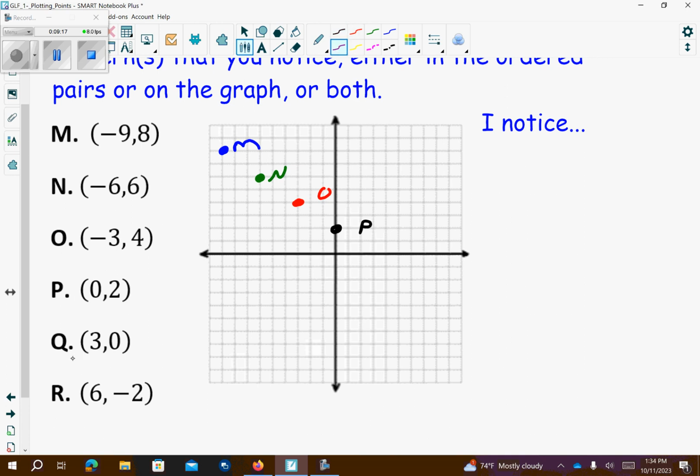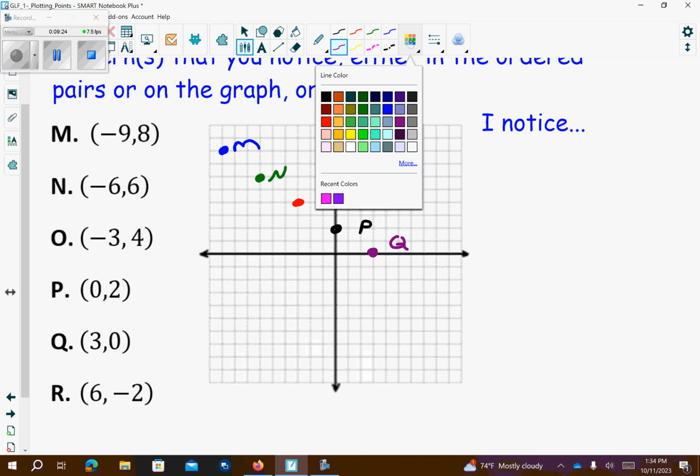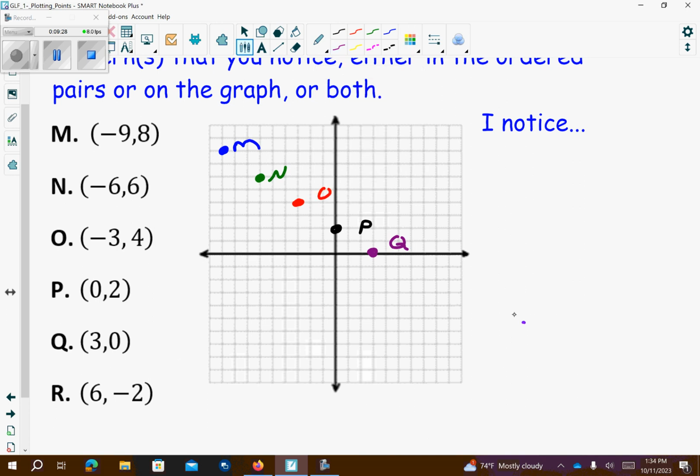Let's see, let's go to Q, 3, 0. So 1, 2, 3, doesn't go up or down at all. There's letter Q. And then letter R, 6, 2. We're going to go right 1, 2, 3, 4, 5, 6, down 2. And that's letter R. Hey, this looks like they form a straight line as well. Straight line.